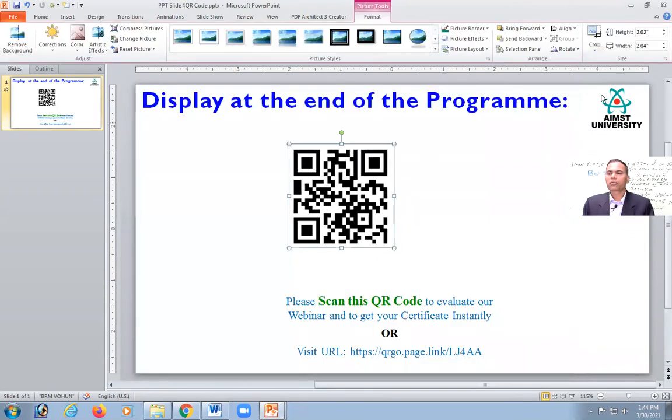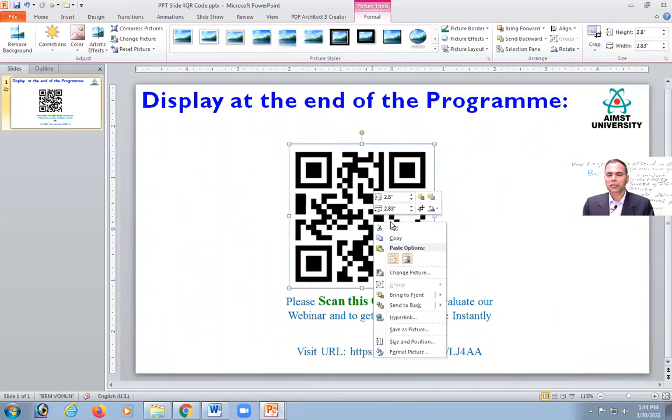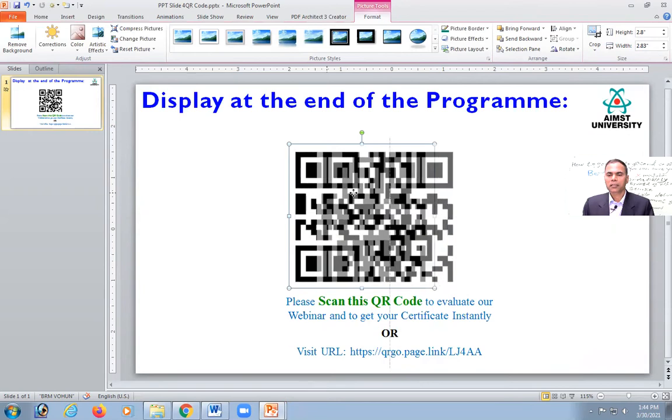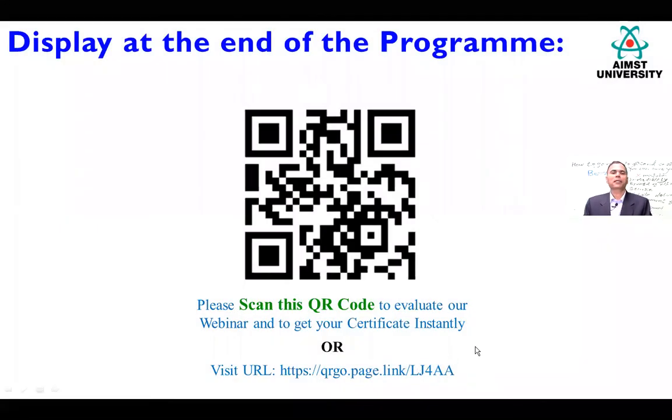Okay, so your QR code is ready. You can make it bigger and take it to the center. Your URL is ready. This one you can display at the end of the program, and participants will be able to scan the QR code, give their feedback, and once they submit, they will get their certificate. This URL you can also share with the participants by using the chat.